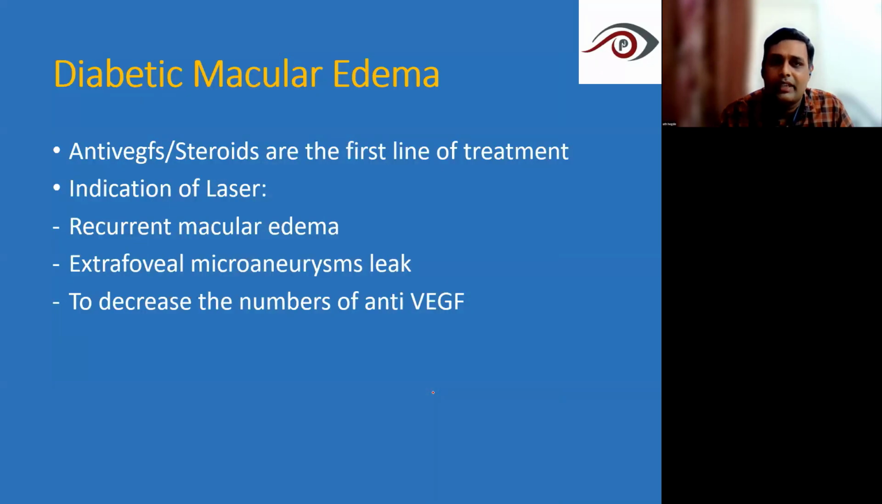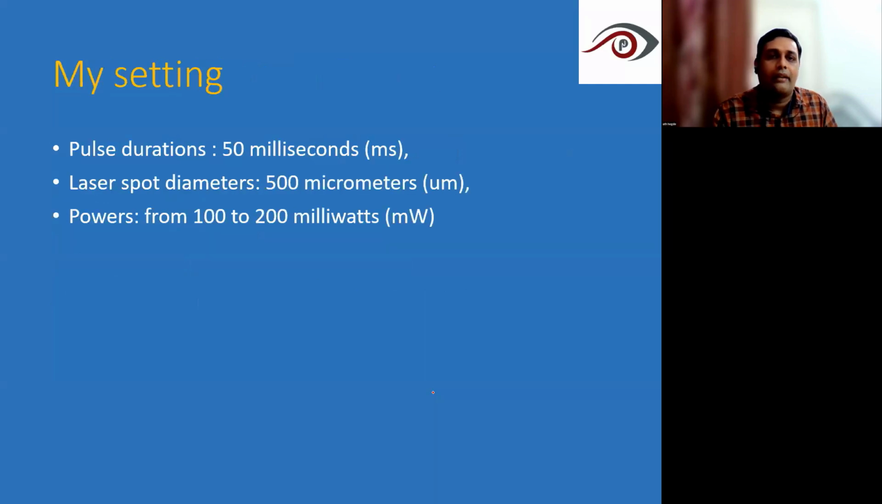Now coming to diabetic macular edema and the grid laser. In this era, anti-VEGFs and steroids are the first line of treatment. The indication of laser is when the patient has recurrent macular edema or an extrafoveal microaneurysm leak, and to decrease the number of anti-VEGF injections, we do the laser. My settings for this are a 50 micrometer spot size, a 50 millisecond duration, and the power starts from 100 milliwatts.